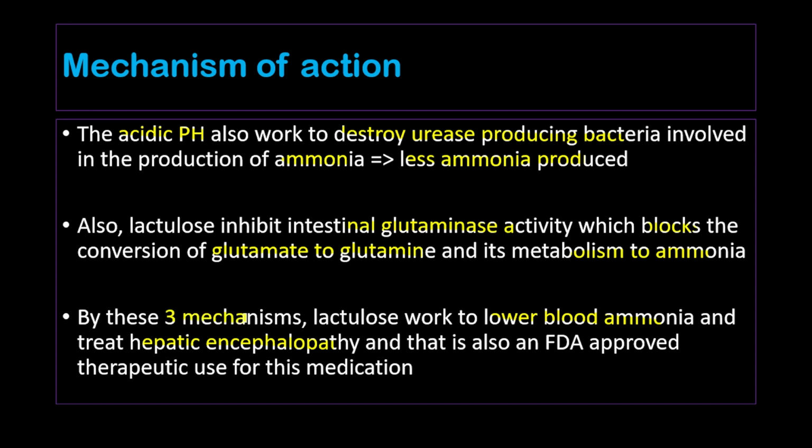And these three mechanisms, again, they include that the lactulose facilitates the conversion of ammonia to ammonium, which is a charged molecule, and it cannot cross the biological membranes. And also, the lactulose works to destroy the ammonia-producing bacteria, and it also works to inhibit the intestinal glutaminase activity, which blocks the ammonia production by blocking the conversion of the glutamine to ammonia.